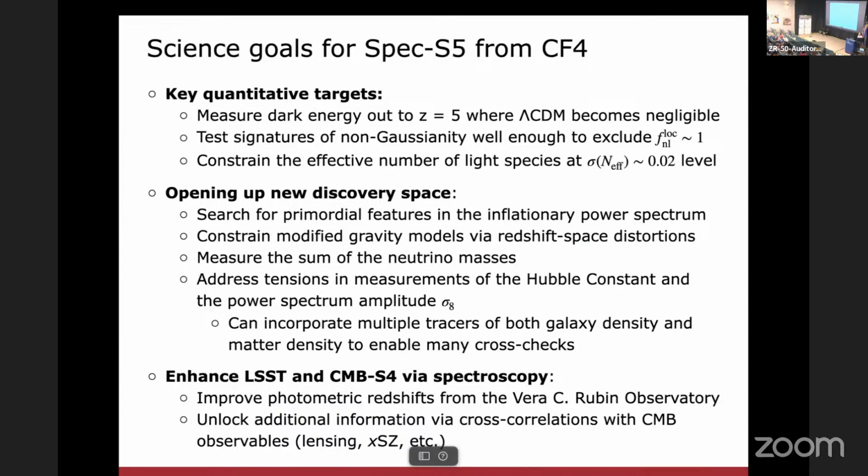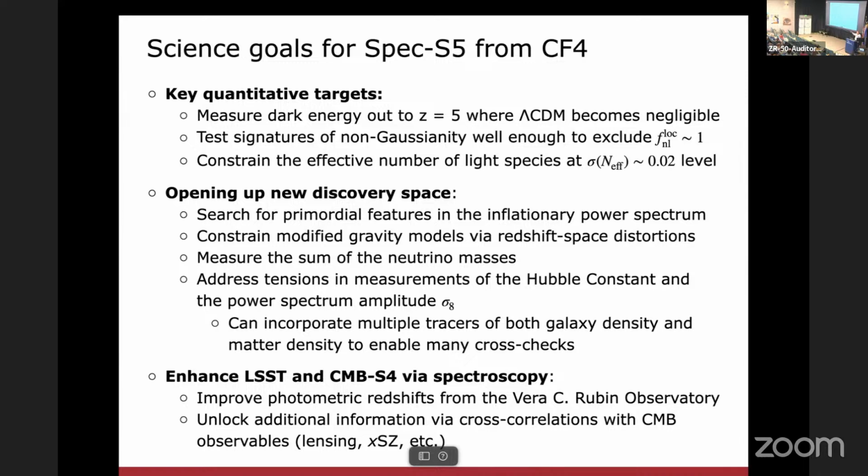So from the CF4 panel, which again was the one that focused most on SPEC-S5, we set a set of key quantitative targets that we would want this facility to be able to do. So to be able to measure dark energy out to z of 5, where in lambda CDM or w0 wa models, the density becomes negligible. To test for signatures of non-Gaussianity well enough to exclude f_NL local of 1, to constrain the number of light species at the 0.02 level.